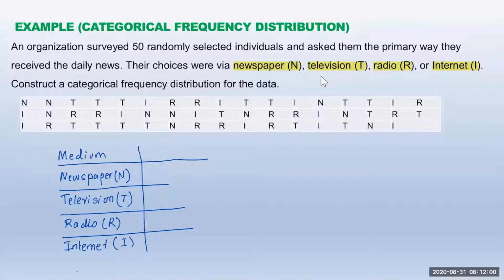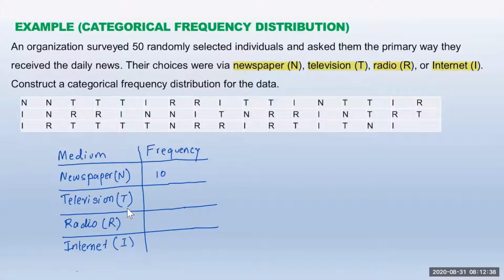Now we have to write the frequencies for each. So we have to count and write the frequency. How many of them receive the news from newspapers? We are going to count like this. If I go column-wise, here is 1 N, one newspaper, 2, 3. Then we have 4, 5, 6, 7, 8, 9, 10. I see 10 of them. So 10 of them use newspaper to receive the daily news.